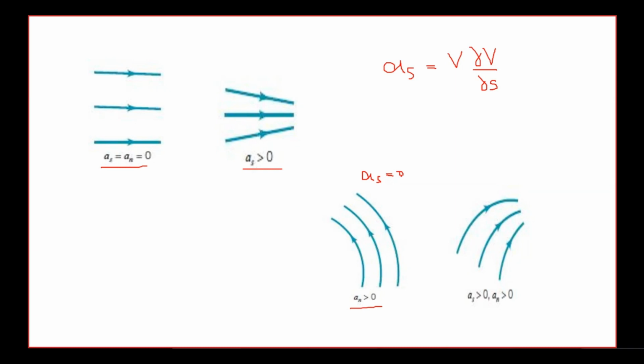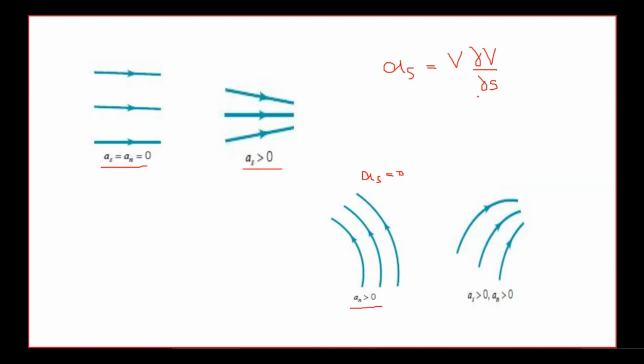Can you tell me whether AS will be 0 or not in this situation? It will be, yes, 0. On a circle, if I draw a tangent line at one point, will it remain tangent at all the points? It could. Will it be the same tangent? No.